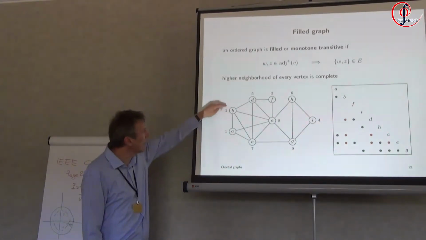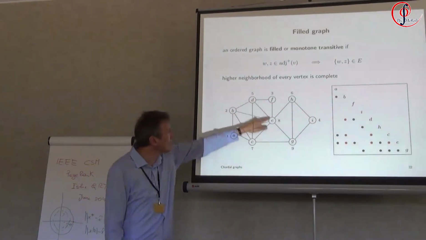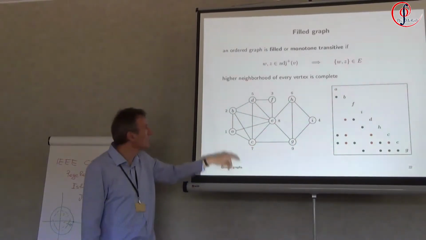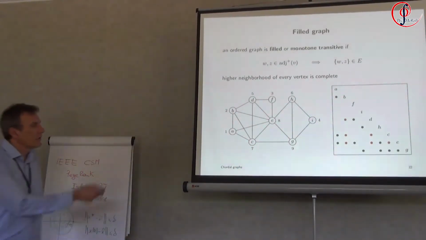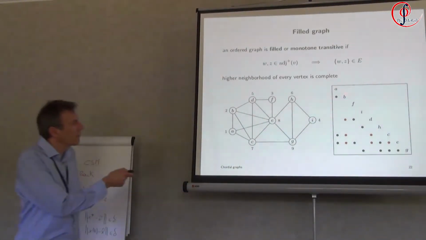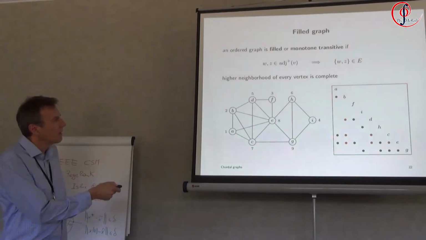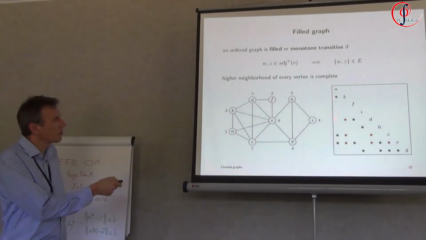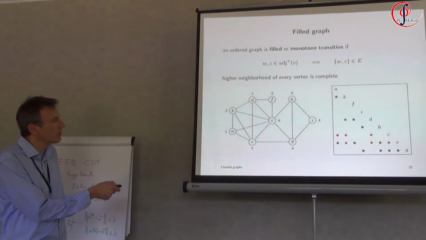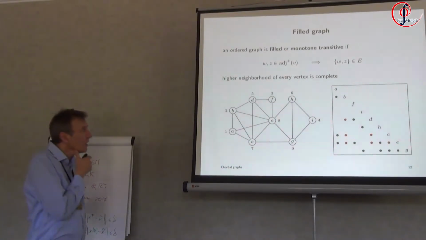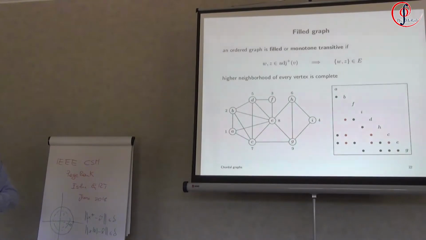So the best example is 2. The higher neighborhood of 2 would be these 3 vertices and their complete subgraph. In this table, it means that for each 2 elements in the same column with a non-zero entry, those 2 elements must be connected. B and C are in the closed higher neighborhood for A, so there must be a 0 in the position BC. That's this one. And B and E are connected, so there must be an entry in BE, and so on. So it's called monotone transitive or filled.